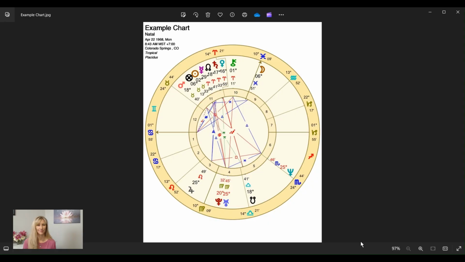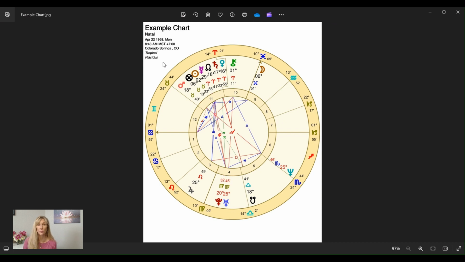That said, let's jump into today's topic on how to read a natal chart. For this tutorial, I want you to imagine that this is your birth chart. The first thing you'll notice is that all the birth information is in the left-hand corner, including the date, the time, and the place that you were born.